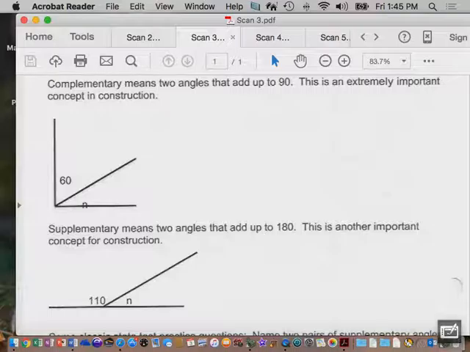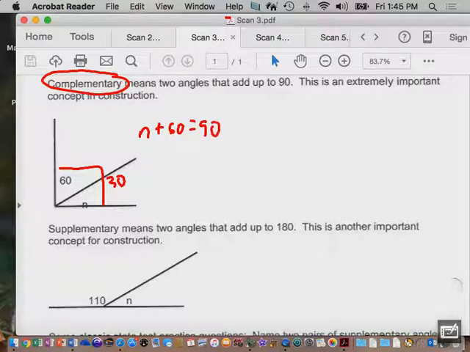And this term, complementary, means two angles that add up to 90. So here's two angles, and this is my 90-degree angle. Here's my right angle. So if this guy's 60, what's this guy? 30, good. In other words, n plus 60 is 90. Complementary means adds up to 90. Subtract 60 from both sides, n is 30. And based on the way you guys answered, you probably did it even quicker in your head. All right, but we could write an equation if we wanted to.